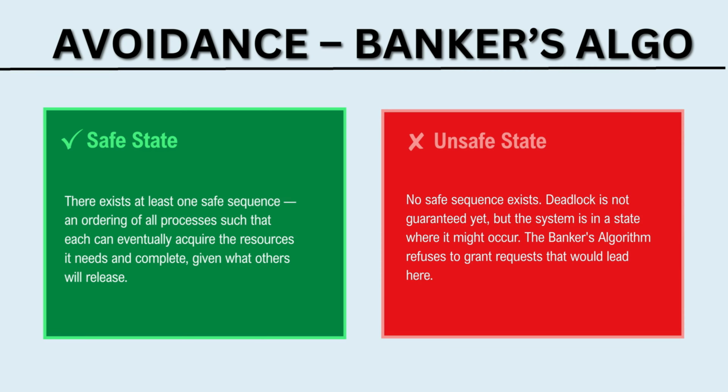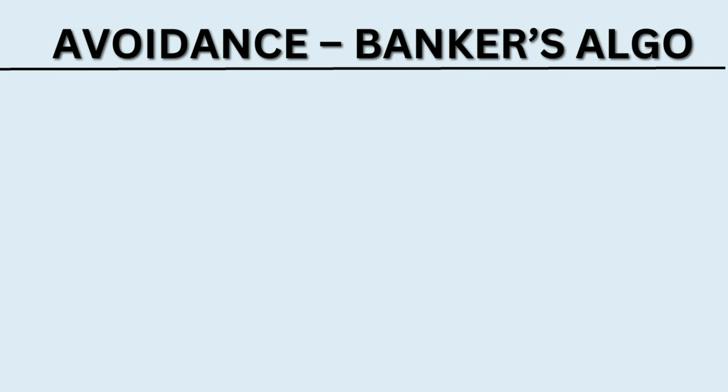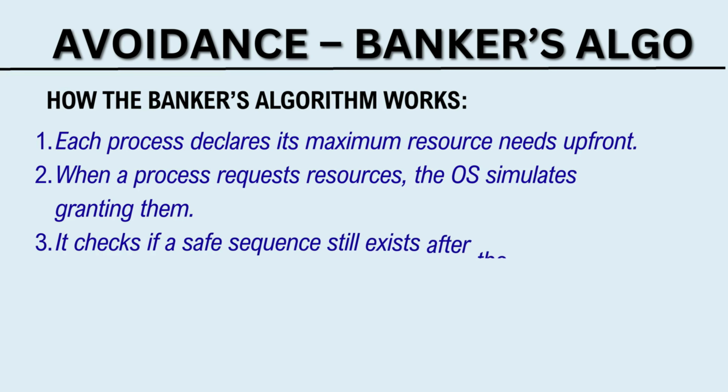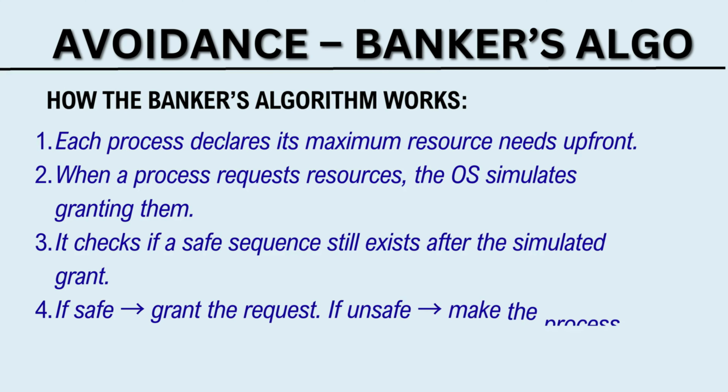Avoidance refuses to enter an unsafe state. The classic algorithm for this is Dijkstra's Banker's algorithm. Each process declares its maximum resource needs upfront. When a process requests resources, the OS simulates granting them. It then checks whether a safe sequence still exists after that simulated grant. If yes, grant the request. If no, make the process wait.